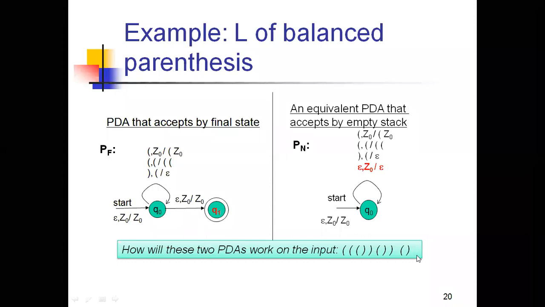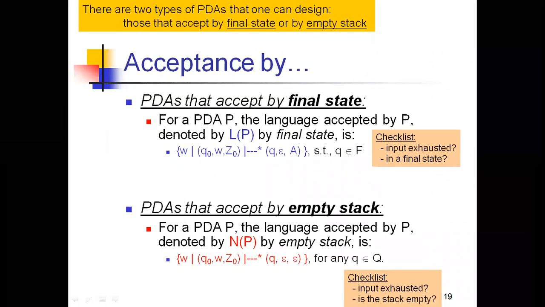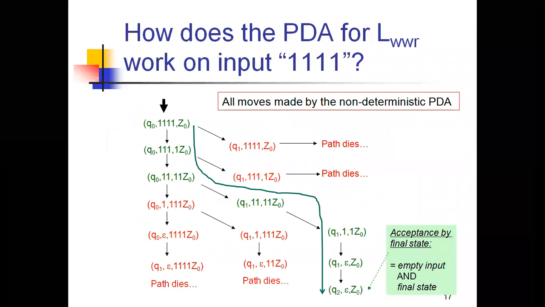Is it completed? Then see, here we have a question: how will these two PDAs work on the input? This is an input string, and all of you make a note of this input string and show the acceptance like this. Previously, I showed you how to do the acceptance of the string with four ones, taken from the language of string reversal, like this.